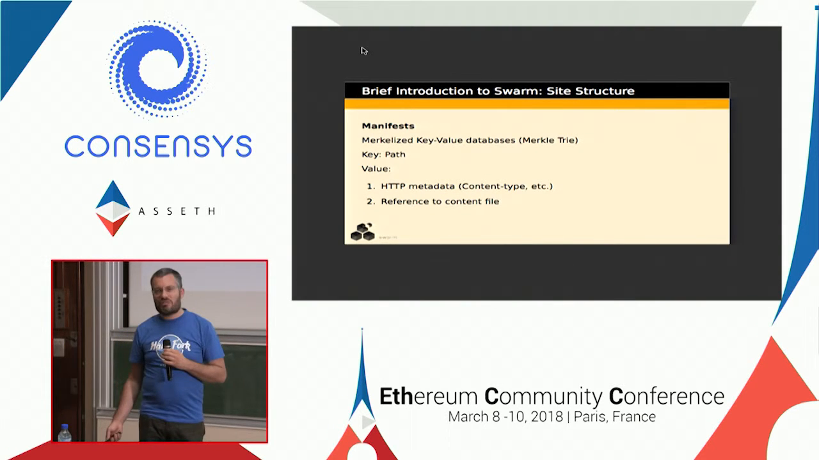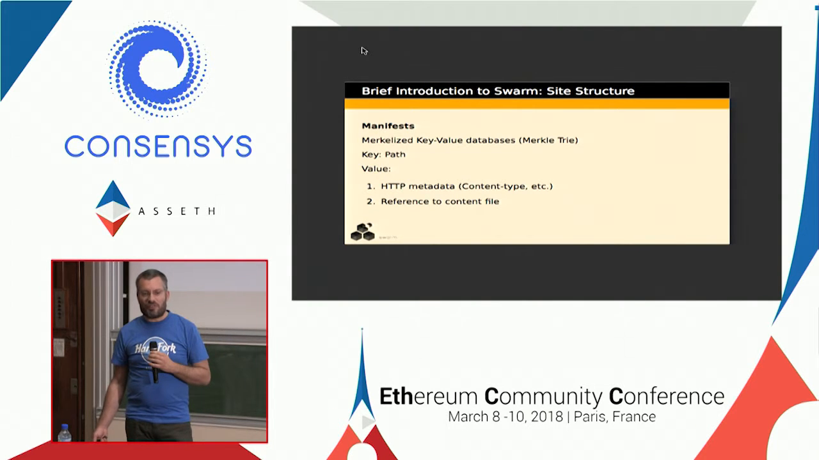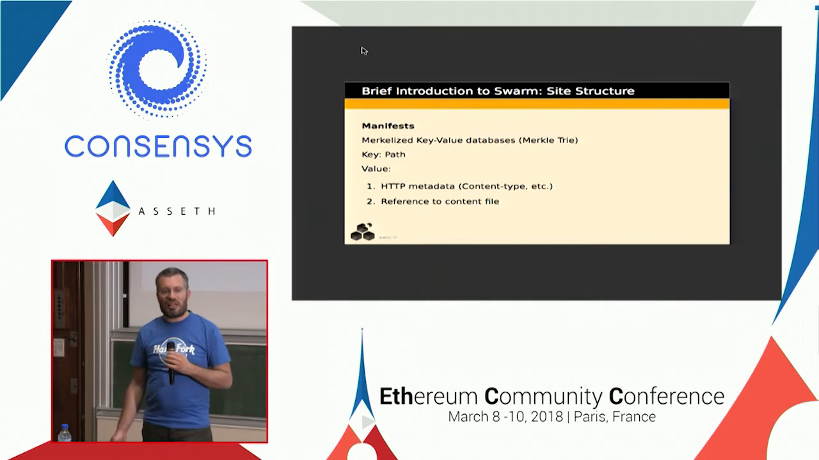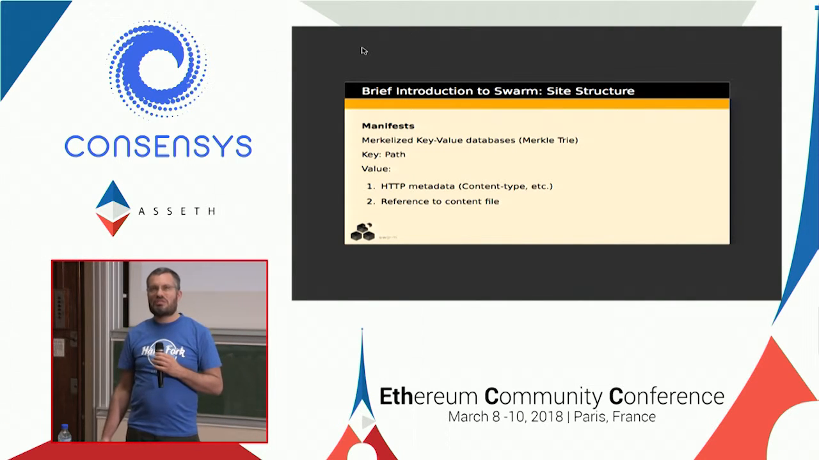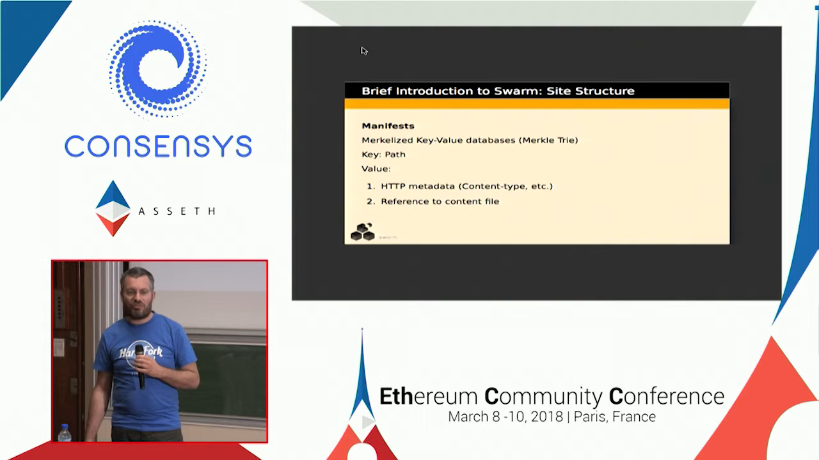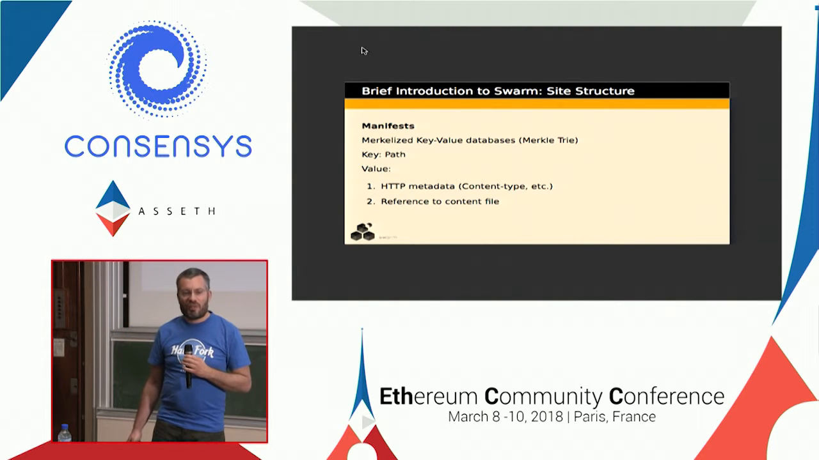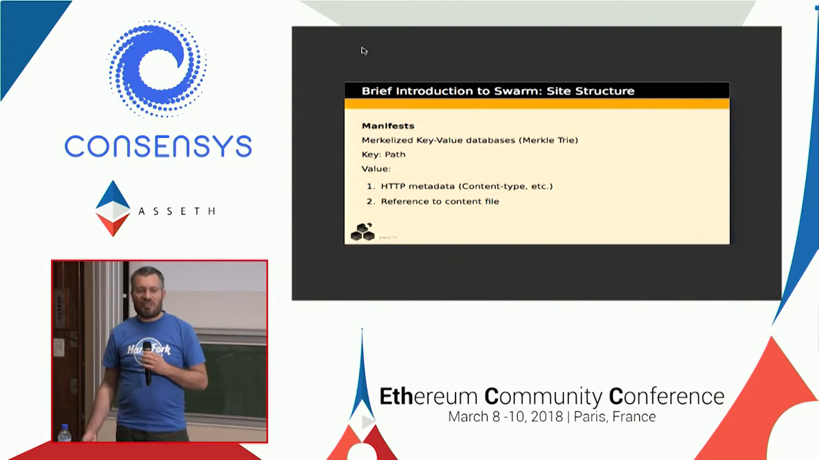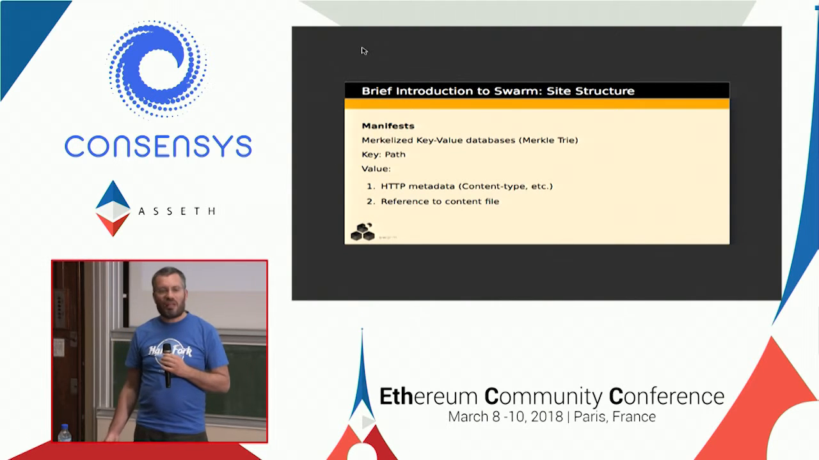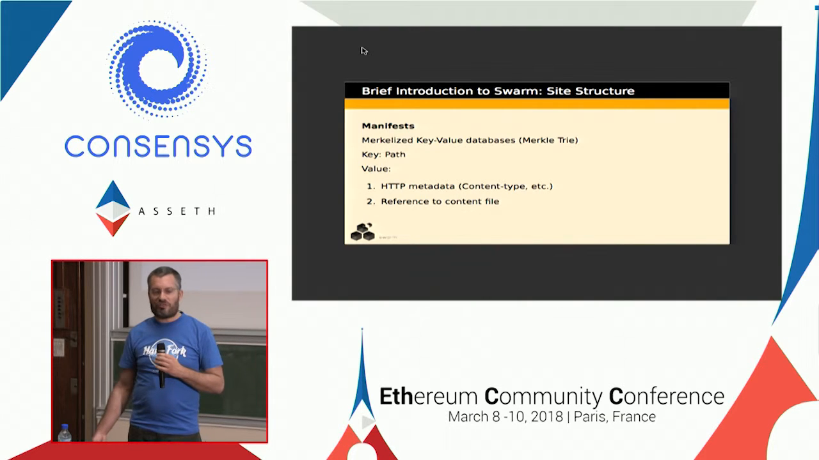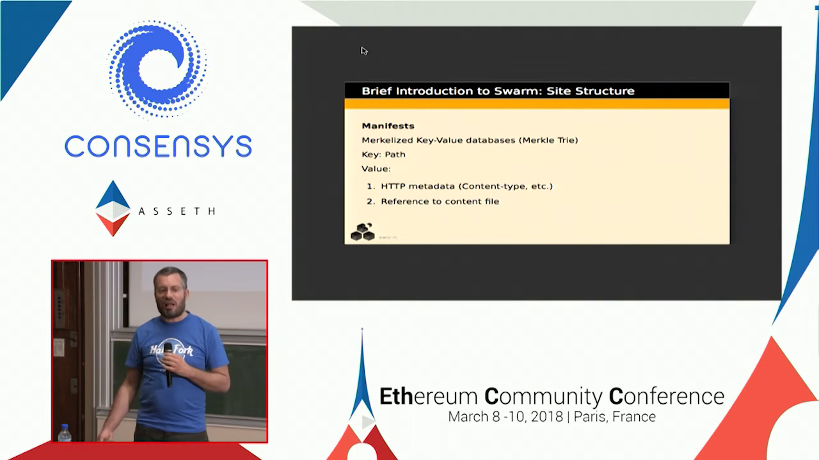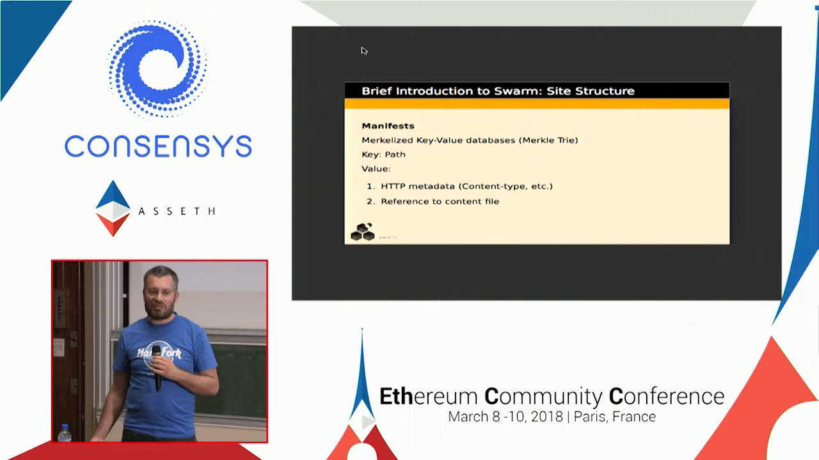The layer above it contains objects which are called manifests, which are Merkleized key-value databases somewhat similar to Ethereum state trees. The key in these databases is the path that you would use in the URL, and the value is a reference to the content and all kinds of HTTP metadata that you can think of. Typically, and as a minimum, you need to have content type.